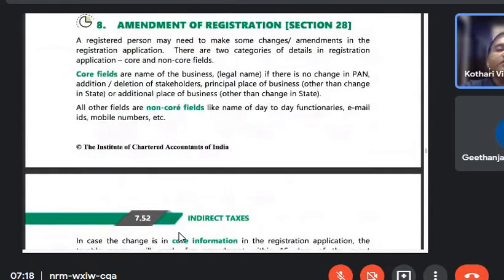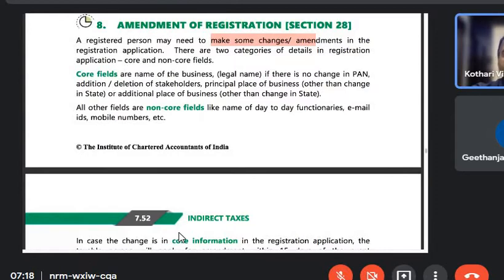Amendment of registration. A registered person may need to make some changes. So in future, after taking the registration, the registered person may need to make some changes. There are two categories of details in the registration. One is the core field and another one is the non-core field. Now, what is this core field and non-core field? Core field means those fields which require the approval of the proper officer to make the changes. Non-core field means it is made automatically. So what are these, the core field and non-core field?